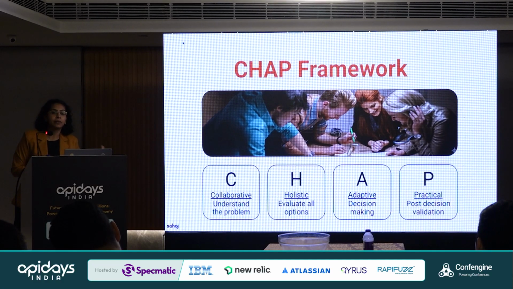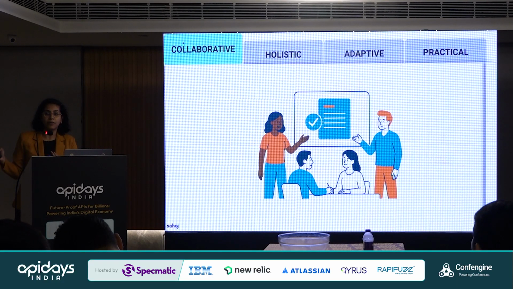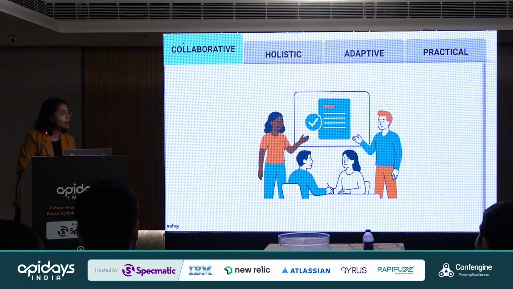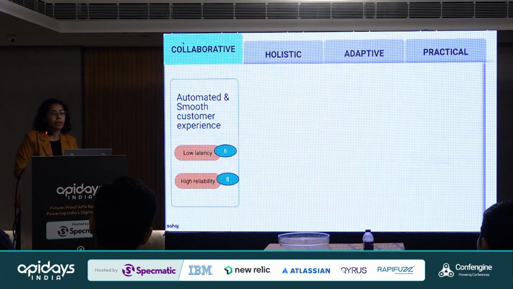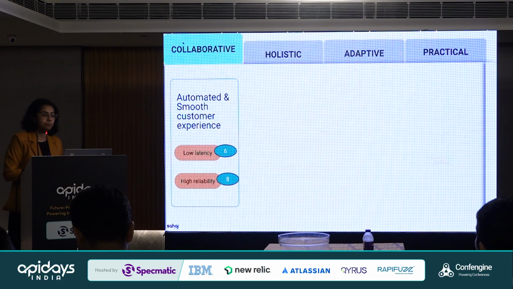Let's apply this to the return label use case we just saw. So the first step is to collaborate with the stakeholders and define both the functional and non-functional requirements. Now, each non-functional requirement we would rate on a scale of 1 to 10, where 10 is something which causes the maximum business impact. In our case, we identified that an automated and smooth customer experience was very important. And for achieving it, we required low latency and high reliability.